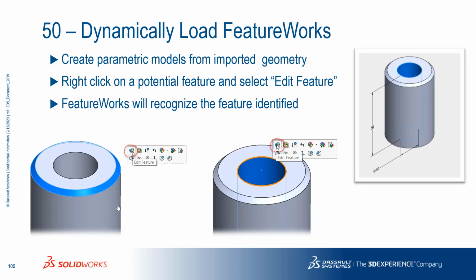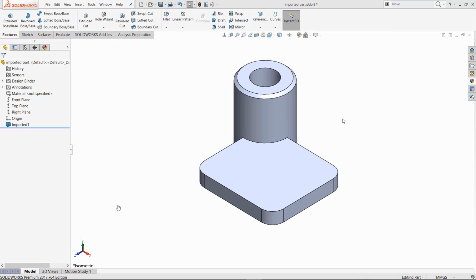Dynamically loading FeatureWorks. You don't have to go actively launching the FeatureWorks command and step through the wizard or pick features that you want to actually recognize. You can do this on the fly dynamically. So you have an imported model and all you have to do is hit the edit feature button on the context bar. The tip is click on a feature, the chamfer, a hole, a boss, hit edit feature. It'll load up FeatureWorks to recognize that particular feature that you just clicked. So let's take a look at this.